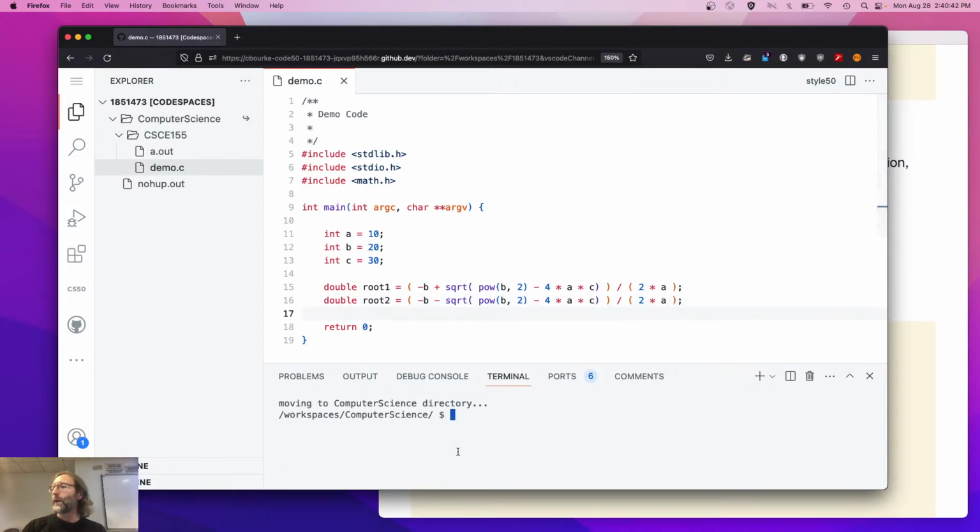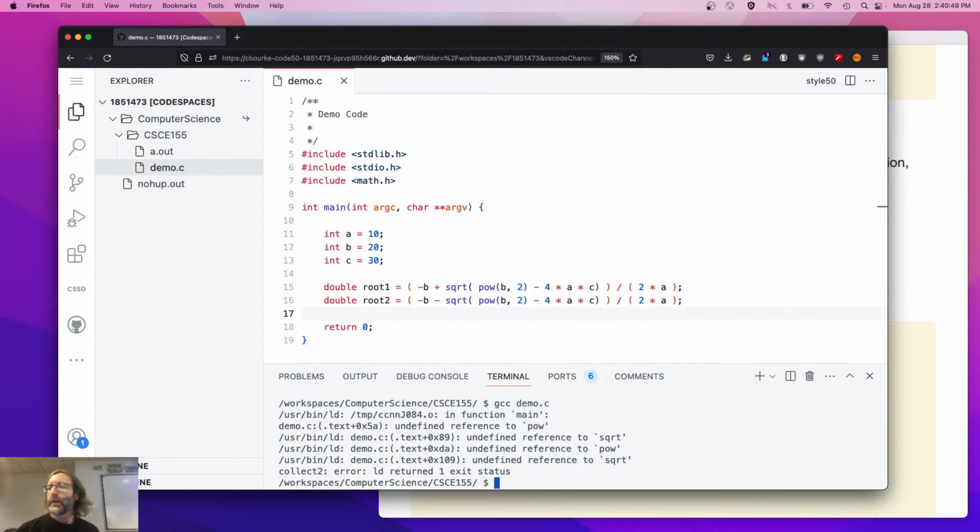All right, great. Let's go ahead and see if this actually compiles now. gcc demo, right? Uh-oh. It doesn't know what pow is. It doesn't know what square root is. It doesn't know what any of these things are. This, unfortunately, is an artifact of history. If you're interested, I can point you to an FAQ on why it is like this.